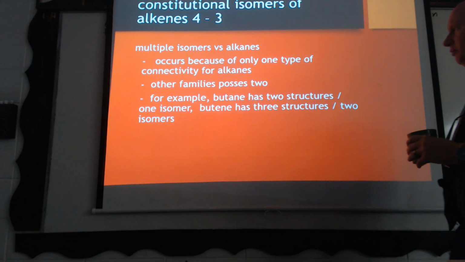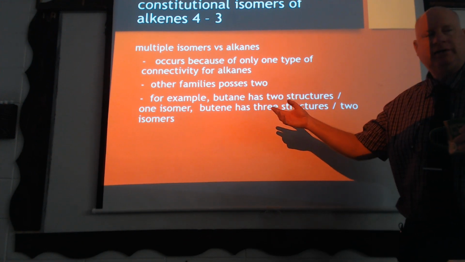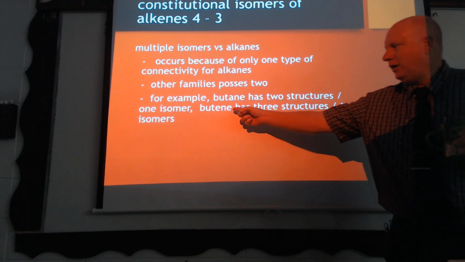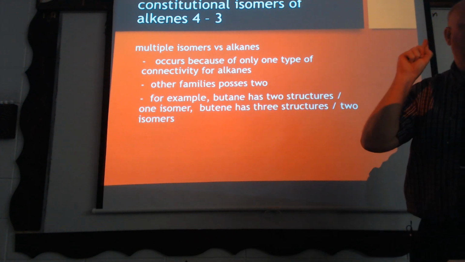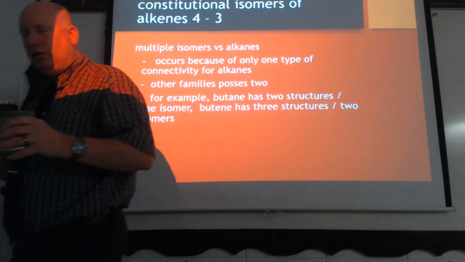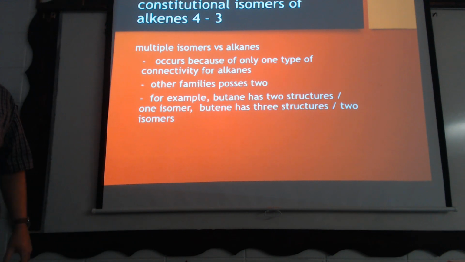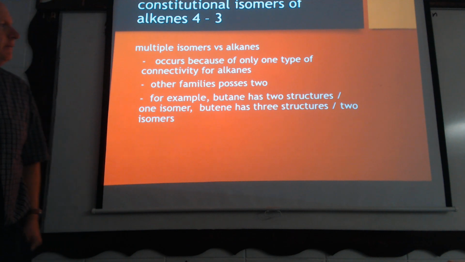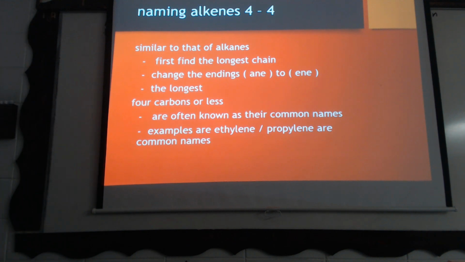So when we look at this, we say butene has 3 structures. What would they be? Well, here's one. Move the double bond to 2-butene, and then 2-methylpropene. That's right. Okay, so that would get us caught up to where we had left off. And then, like I said, the naming is, of course, as we can see, very similar to that of the alkanes.